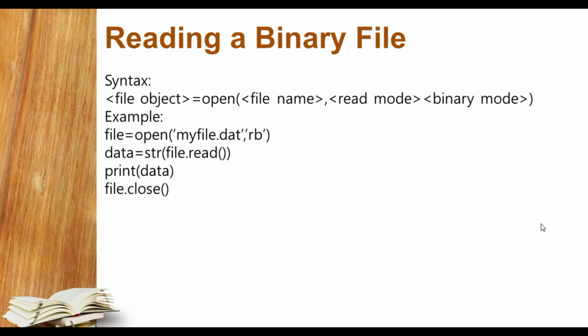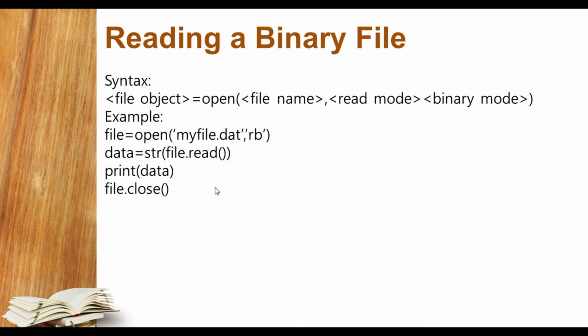Now we come to the reading part of binary file handling. In this example I will explain the syntax. First of all, we will understand how to read the file with the typecasting method. So file object, open, file name, read mode and binary mode separated by a comma. An example: file open myfile.dat, comma rb, and data equals to string. You can see that we have typecast whatever content comes from the file along with the read method, and the data will be stored in the data variable, and then we have printed it with the print method and then closed it.